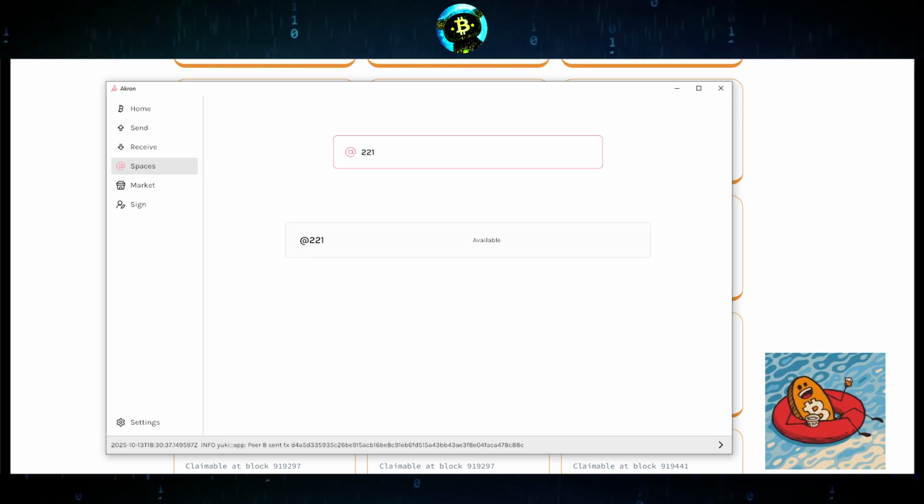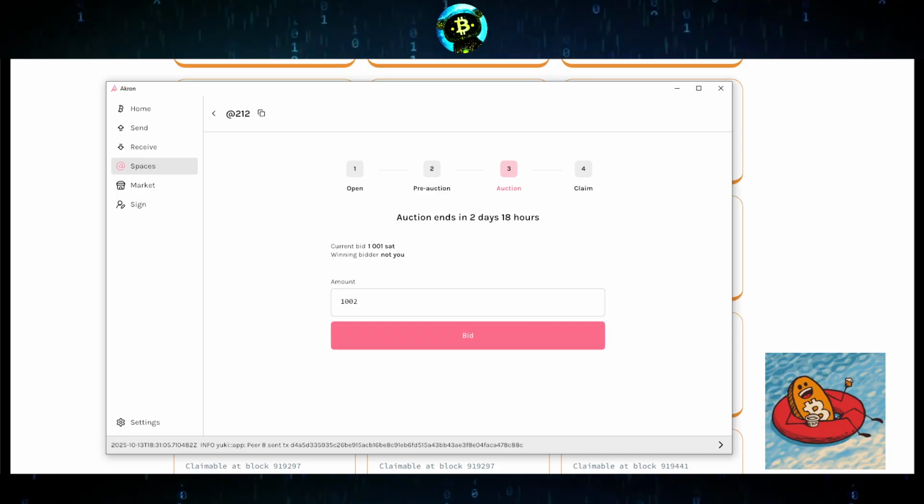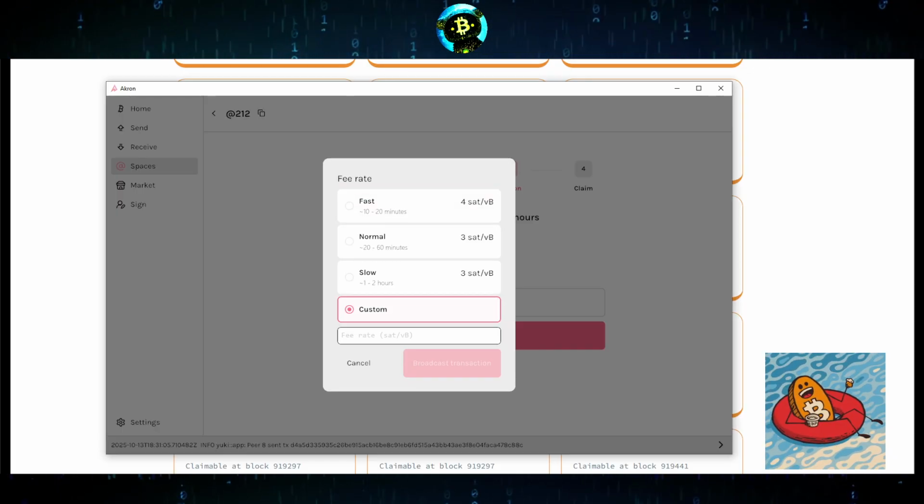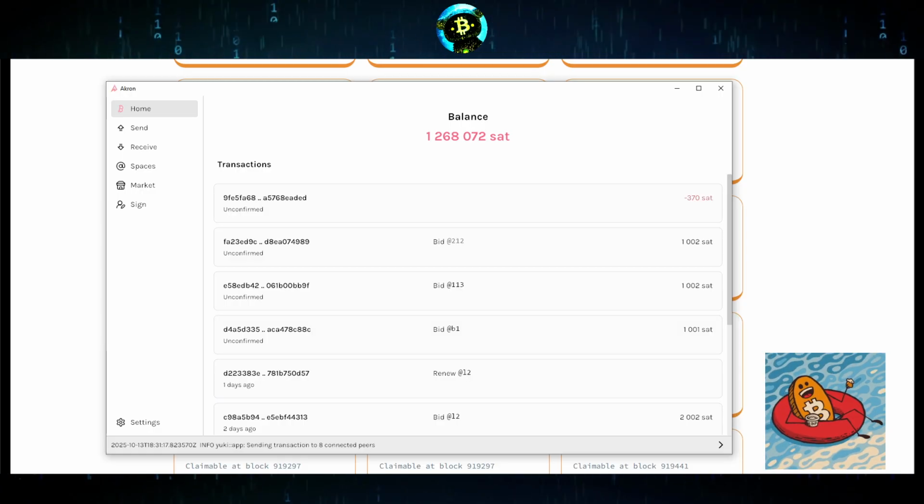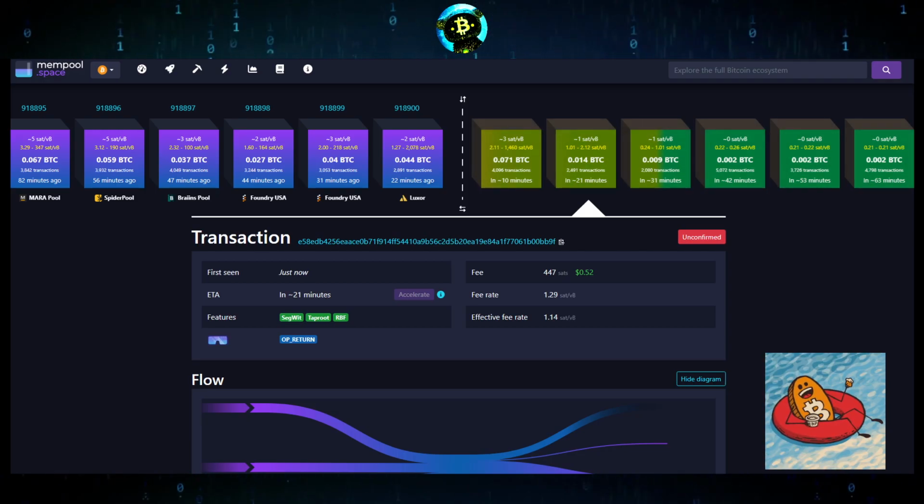We'll bid on that too. 212. No, that's 221. 212. Whoops. 212. And that's 1,001. 1,002. We're going to bid on it. We'll bid it up. Custom. We're cheap. Broadcast. We got 2 days. We got over 2 days to wait. So let's throw it in there. Let's take a look at this one.